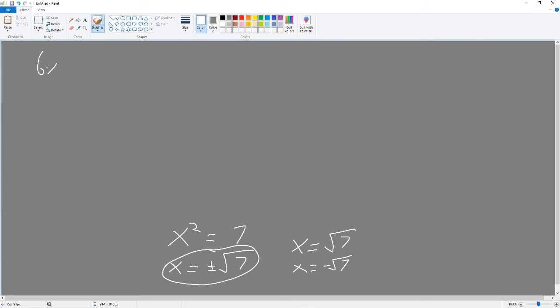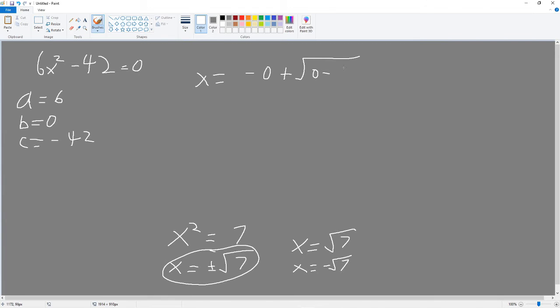And if you really want, you can use the quadratic formula. I do not recommend it because it's going to be a lot of steps, but in this case, a is equal to 6, b is equal to 0, since there is no b term, and c is equal to minus 42. So we have x is equal to negative b, or negative 0, plus or minus the square root of b squared, which is 0, minus 4ac, all over 2 times 6. Oh sorry, this will be plus or minus.